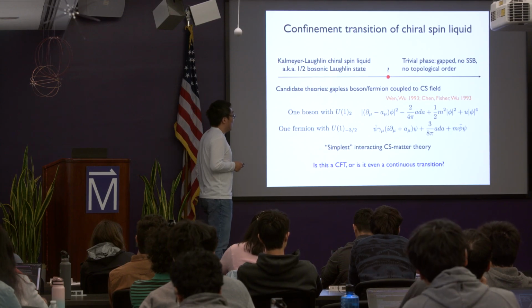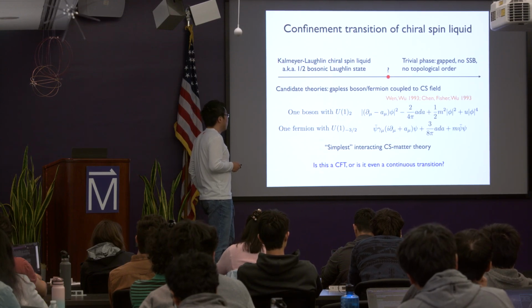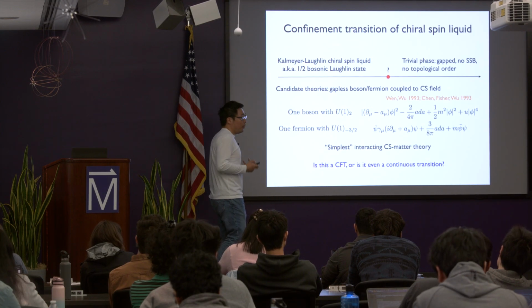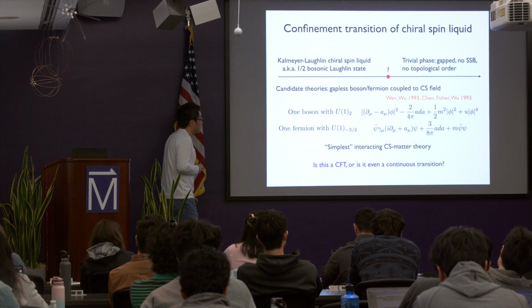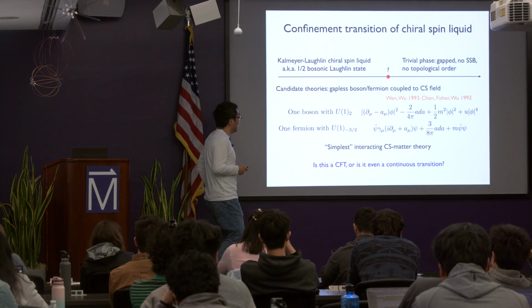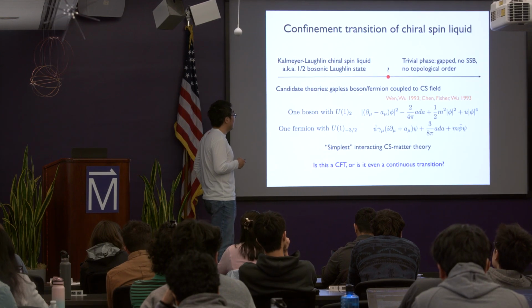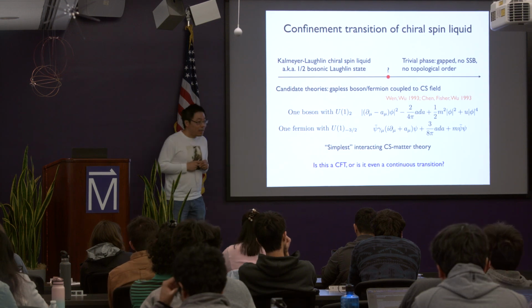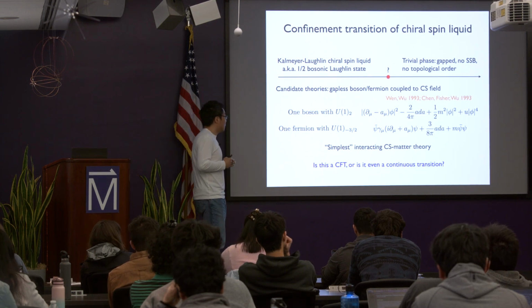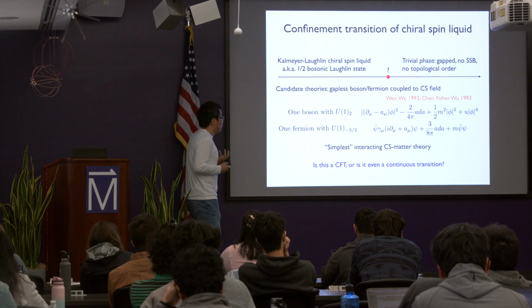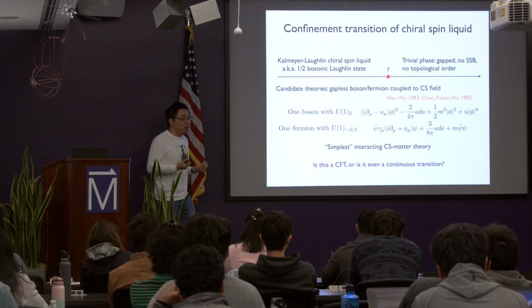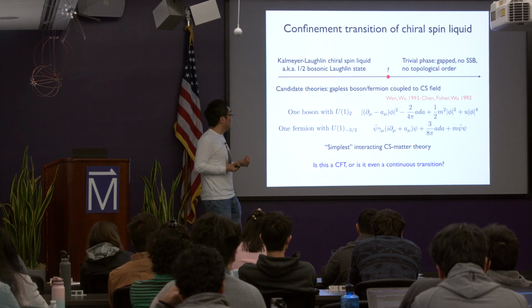So almost 3 decades ago, people already wrote down theories, Lagrangians, that can potentially describe these phase transitions. The idea is that you consider a gapless boson or fermion coupled to a Chern-Simons gauge field. And as Liang was just suggesting, one physical way to think about that is as phase transitions of composite bosons or composite fermions.